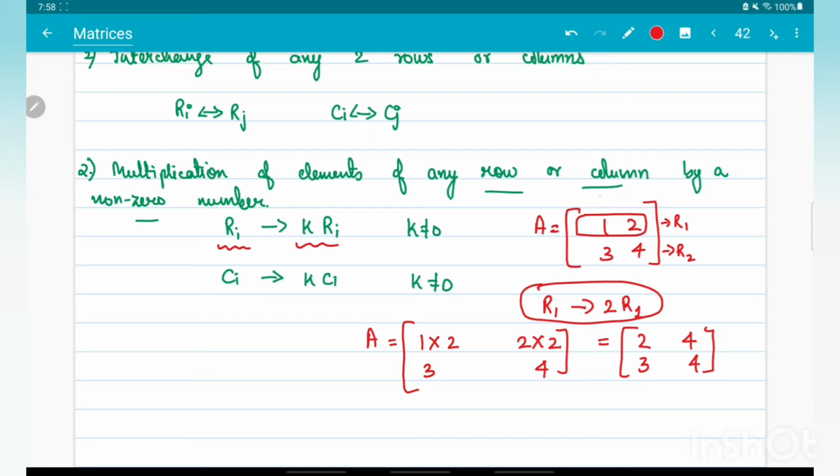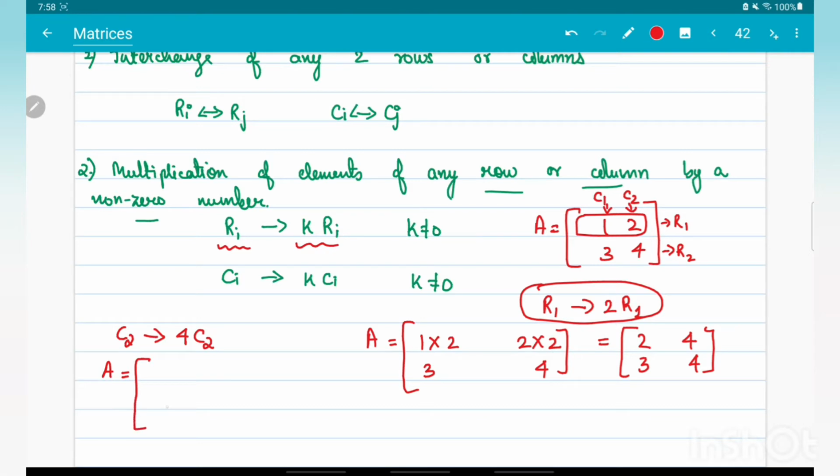Suppose this is my column 1 over here and this is my column 2. So I can do the same type of operation on columns also. So basically whatever elementary operations I'm applying on rows, the same operations can be applied on columns too. Suppose I take the second column, I can multiply that second column with any constant number which is not 0.